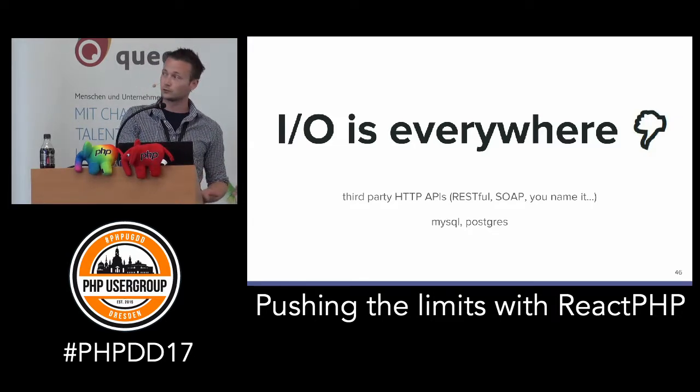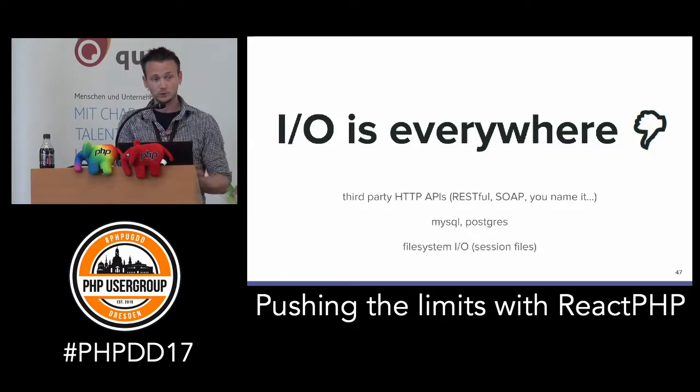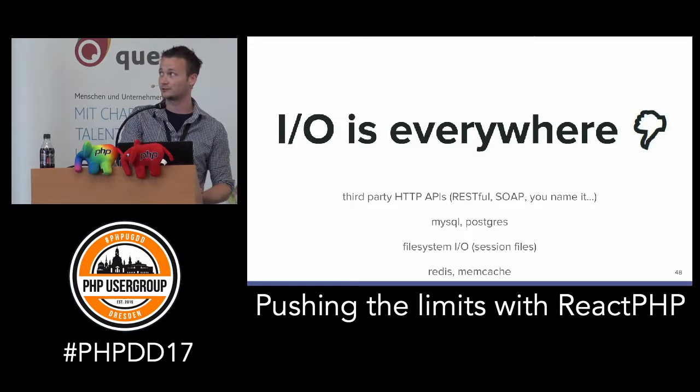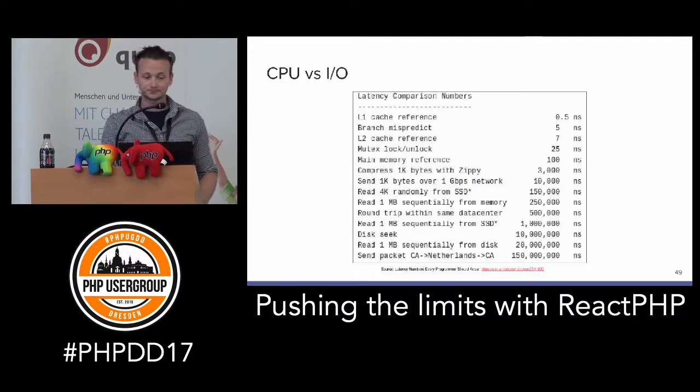And even if you try to improve this and use the file system, you may not even notice this, such as the session files. You also use input-output operations to the file system. You can use, for example, a cache, but again, if you're using Redis or Memcache, you also end up with input-output operations to your cache. Your cache may be fast, but you still use input-output operations. So the thing is, input-output is everywhere, and that kind of sucks.